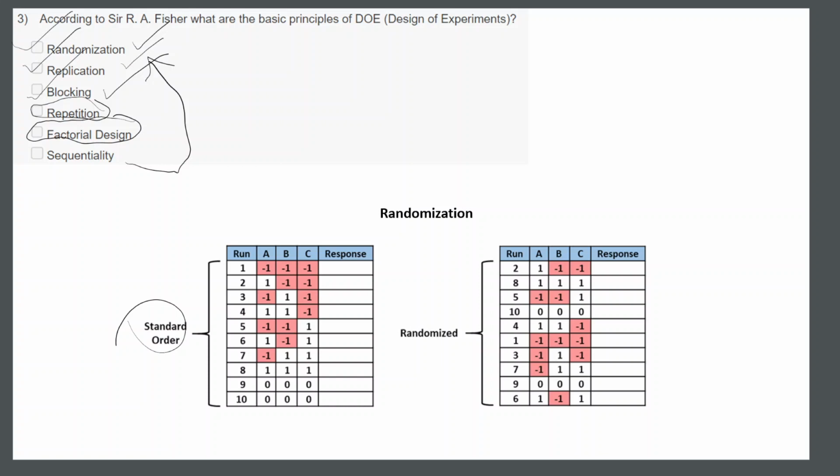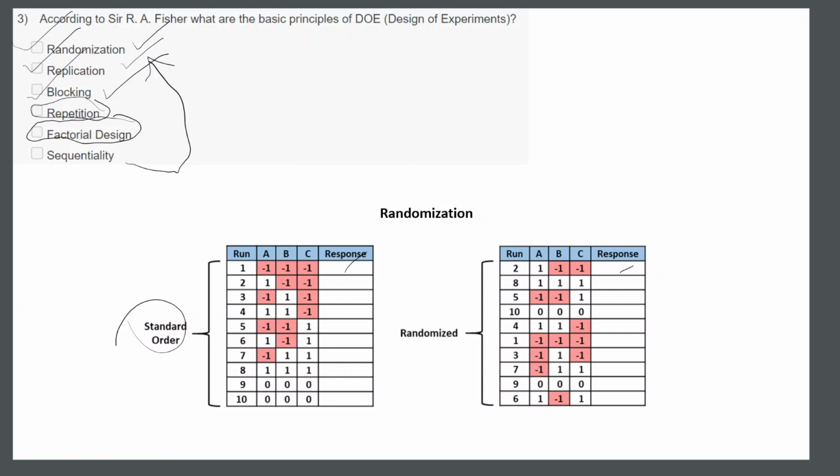When we are going to replicate the same experiment again or repeat it, at that time we should go for a different order so that we can check whether we are getting the same response. Replication is doing the same experiment again, and we should get similar results. It should not be entirely different because of the randomness.